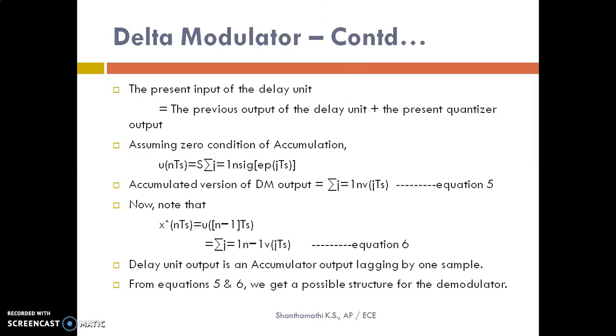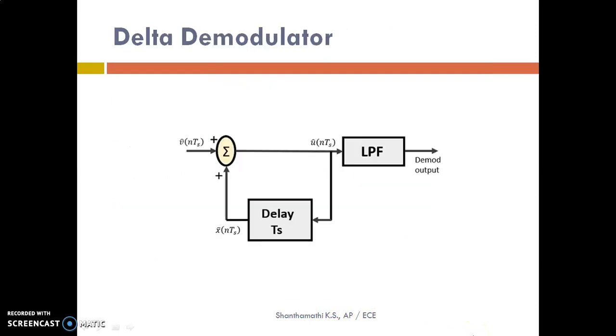Initially we have to assume zero condition of accumulation. So u of nTs will be the signum function. The accumulated version of delta modulation output will be a summation over i. So this x hat of nTs we can write like this, the sixth equation. The delay unit output is an accumulator output lagging by one sample, so that is a 1 bit delay. So from equations 5 and 6 we get a possible structure for that demodulator.